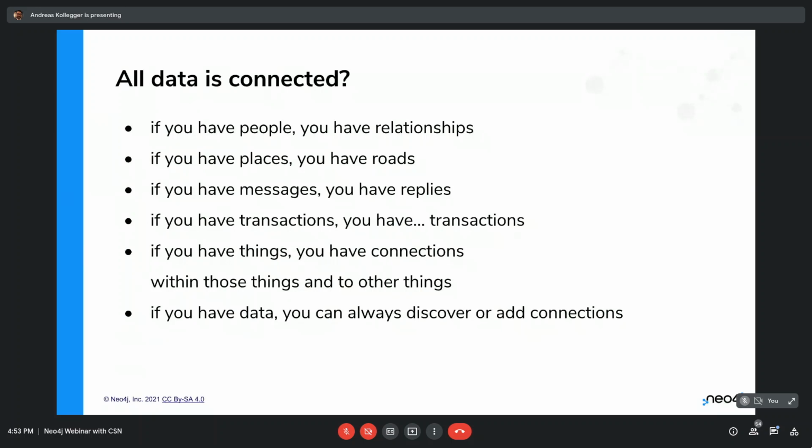If you've got transactions, transactions themselves are relationships. They are not isolated things. They are a relationship between people partaking in the transaction, and the thing itself being exchanged in a transaction. All of that matters for relationships. Pretty much if you have things, you usually have connections to other things, and those things have connections to other things, either within themselves or to other things.